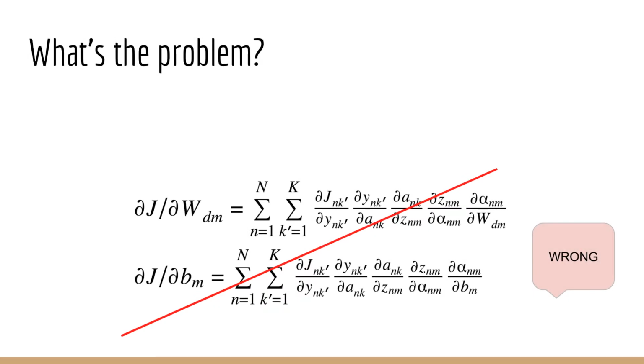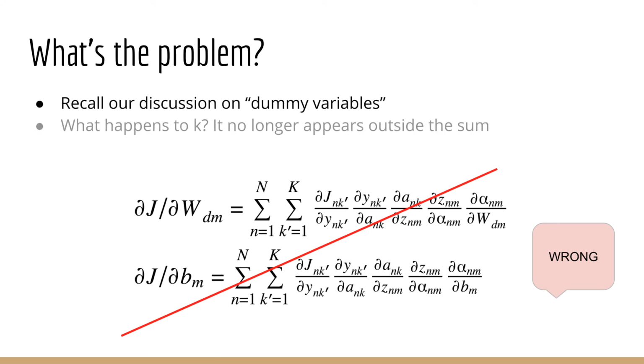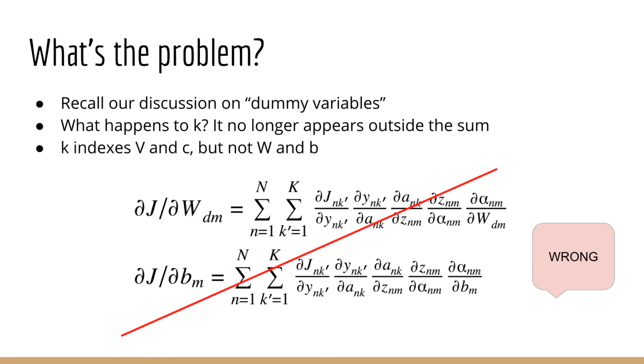So what's the problem? If you recall, there's this part where we transition from k prime to k. But remember what I said about dummy variables. They exist inside the summation, but not outside. The problem with this is, what happens to k? K appears on the inside, but it doesn't appear on the outside anymore. If you recall, k appeared on the outside for the weights V and C, because those were actually indexed by k. But now we have a k on the right-hand side and no k on the left-hand side. To answer this question, we have to take a little detour and talk about the law of total derivatives.